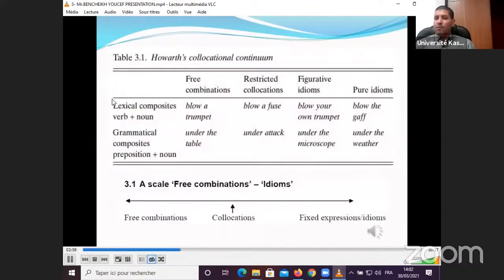However, another scholar proposed a collocation continuum, from free combinations to pure idioms. In between, you can find restricted collocations and figurative idioms. The table below explains more.